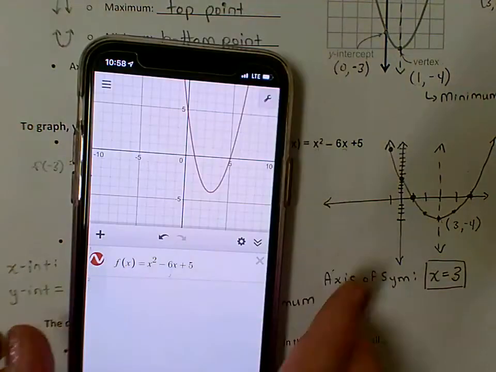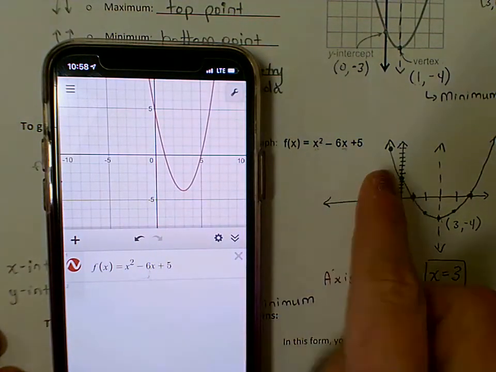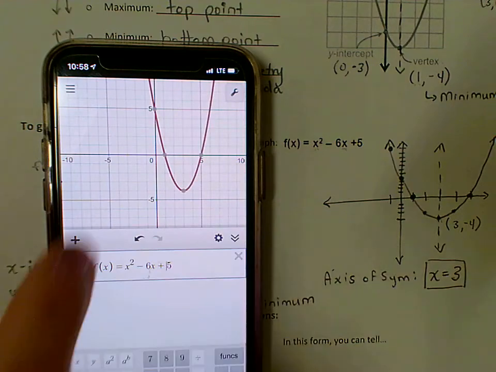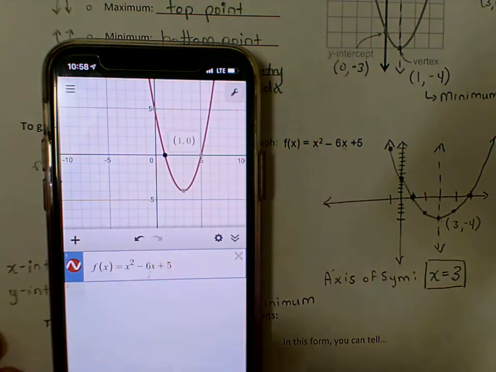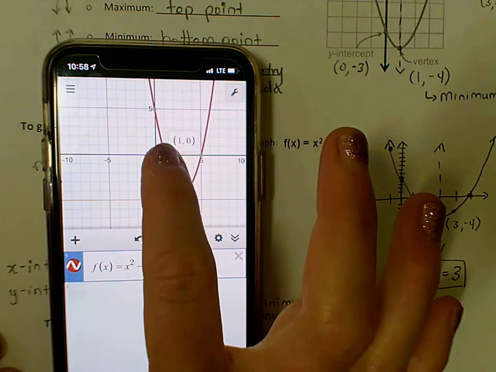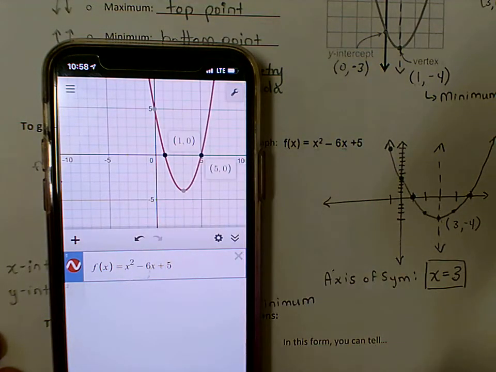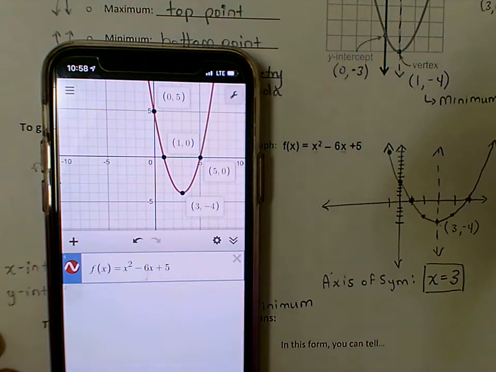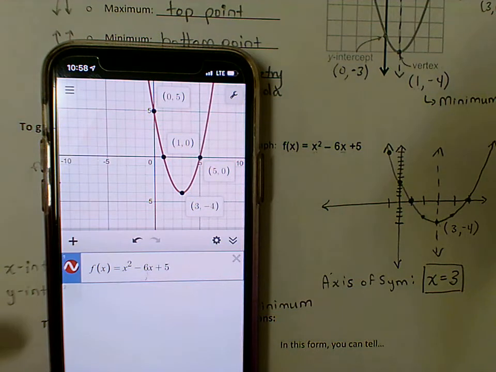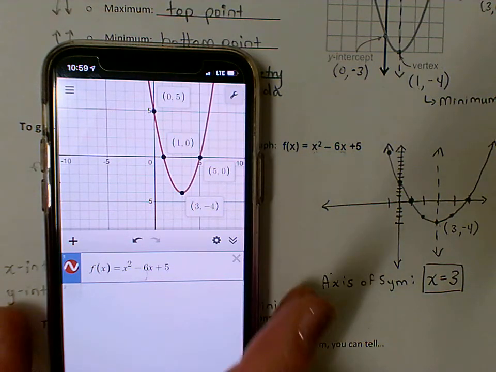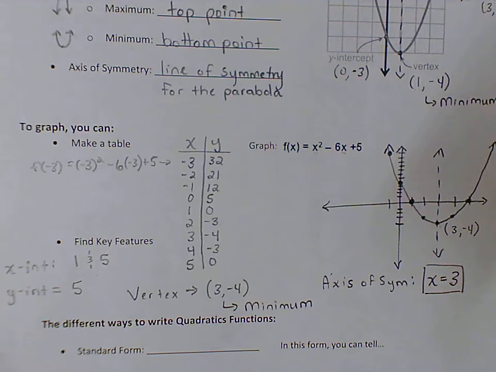Like if you typed it on Desmos, notice all I did is I typed that equation in. It will graph it for you, and then to find your key features, you just tap on the points. So that would be an x-intercept, that would be another x-intercept, that would be your vertex right there, that would be your y-intercept. So if you have Desmos available to you, that is an option. But you still have to know what your x-intercepts are, what the vertex is, what the y-intercepts are, and all that. It just gives it to you rather than you having to make a table, okay?